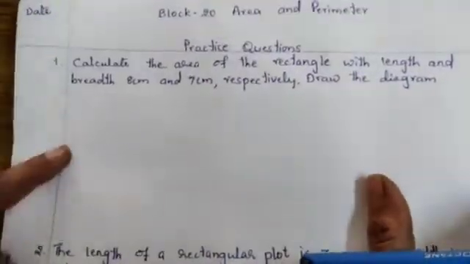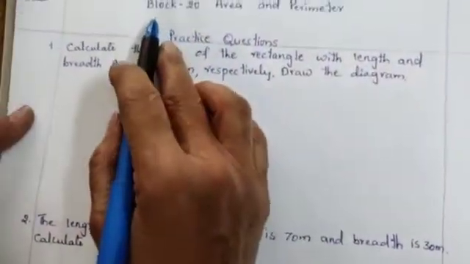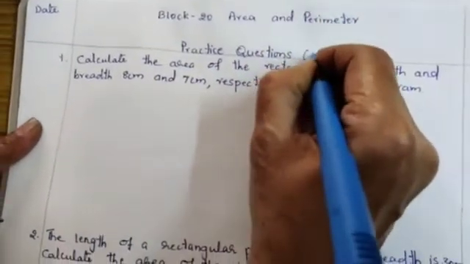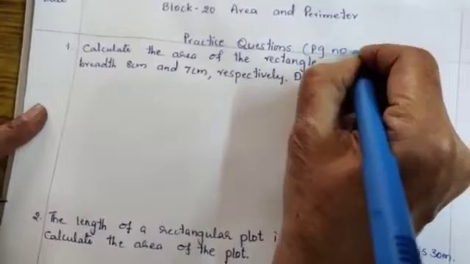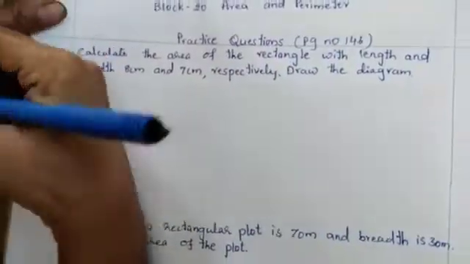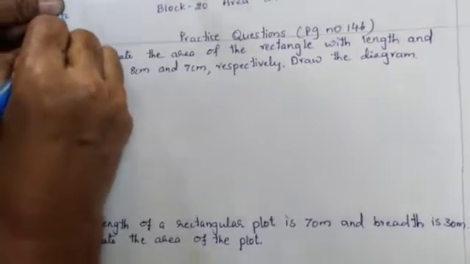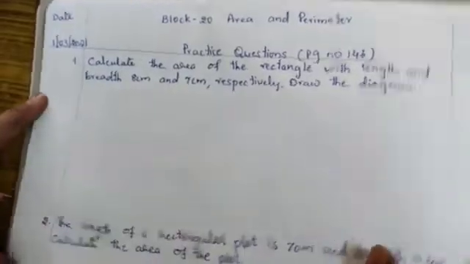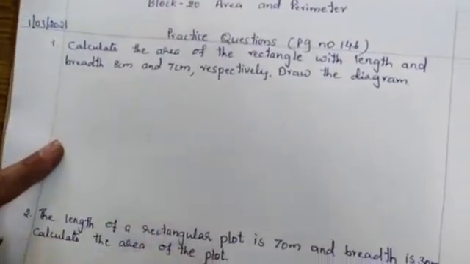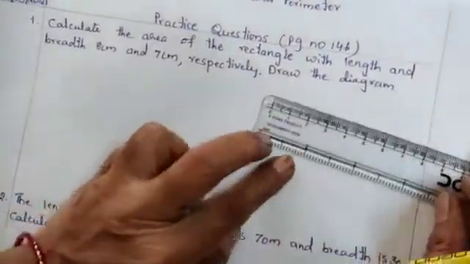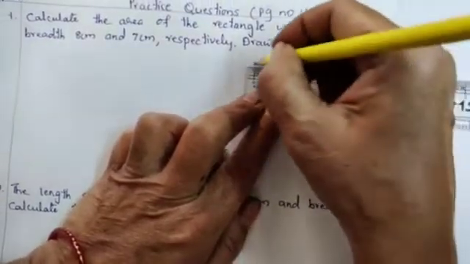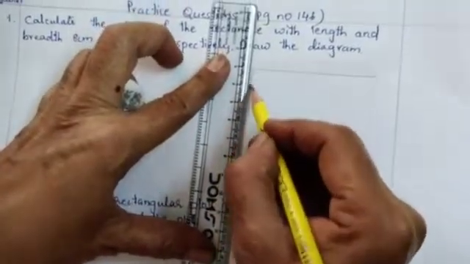Children, take it to your classwork. Write heading Block 20 area and perimeter. Practice questions. Page number 146. Write date 1/3/2021. So first question, draw diagram. Children, here you have to draw rough sketch, children. Okay, just a rectangular shape you have to draw. Rough sketch means without measurement.